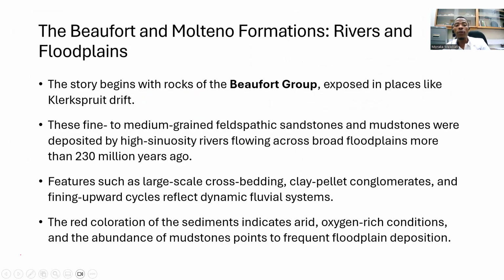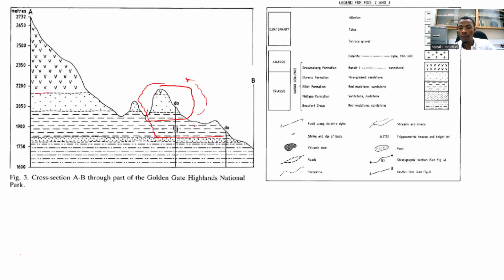So the Beaufort and Molteno formations, wherein we're having rivers and floodplains. The story begins with the rocks of the Beaufort Group. What do we expect from the Beaufort Group? We expect the red mudstones and sandstones.